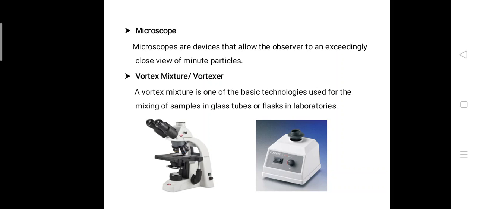Next we have the vortex mixer or the vortexer. This vortex mixer is a type of basic technology used for mixing of samples in a glass tube or flask in laboratories. The working principle is that it is based on a simple principle which causes the reaction and homogenization by agitating the mixture. This vortex mixer is commonly used for mixing of various sample fluids in the sample tube, and it also allows the homogenization of cells and cell organelles.